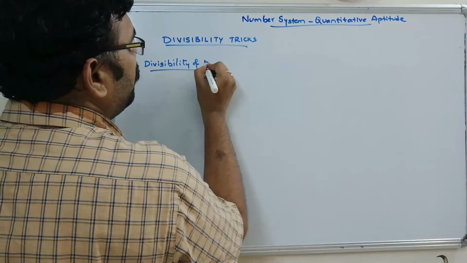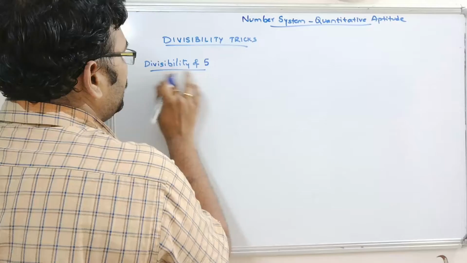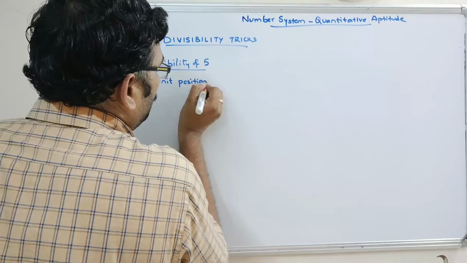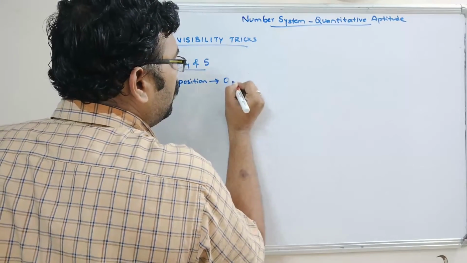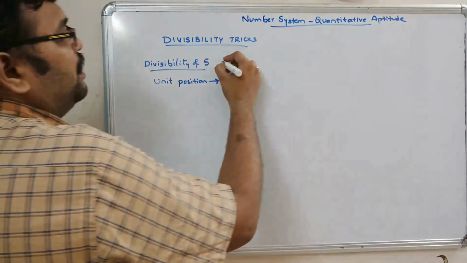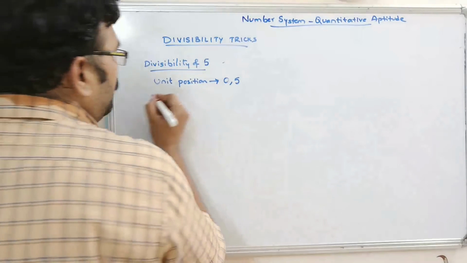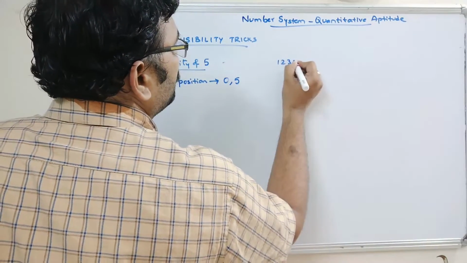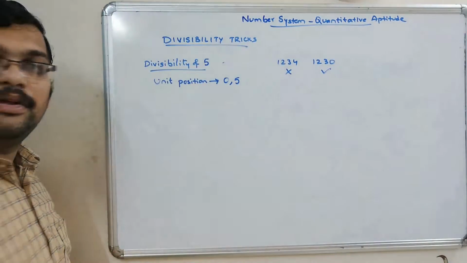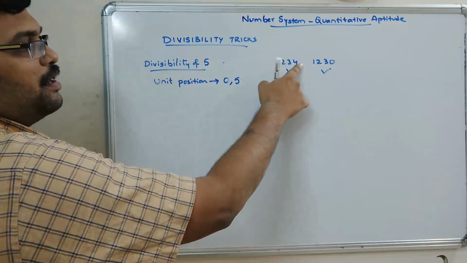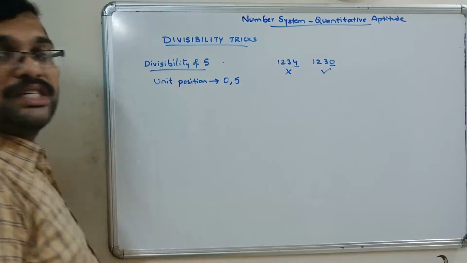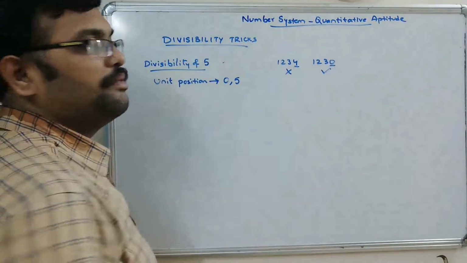So next one, divisibility of 5. You can say that if the unit position is having 0 or 5, then obviously that number is divisible by 5. Right? So 1234 is not divisible, because the unit position is having 4 here, which is not a 0 or 5. And 1230 is divisible, because here the unit position is 0. So that is divisible by 5.